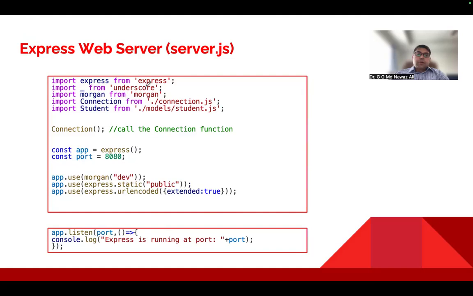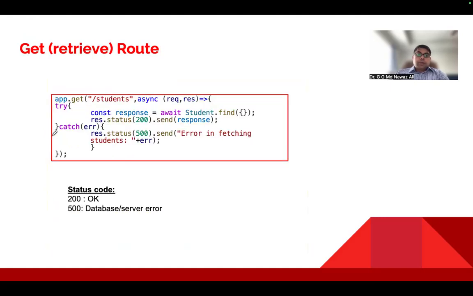Okay, so in this file we are importing connection and students. Since we did not call the connection function, I'm just calling it from here. And then you need to run the server. There is also some initialization here that we have seen already in the previous lecture.